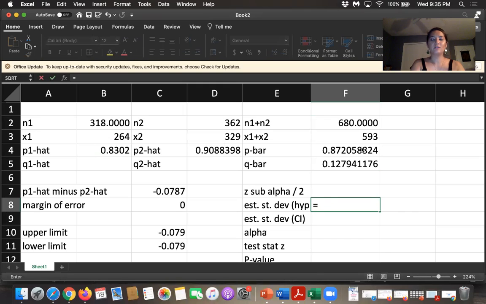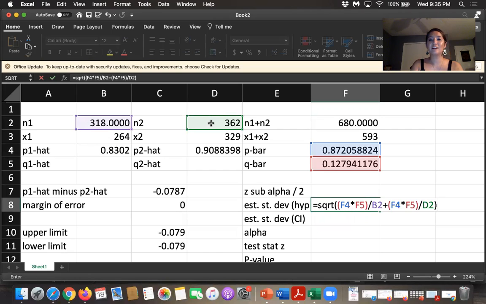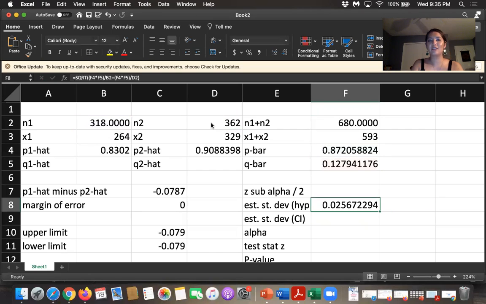Okay. Now, to compute our test statistic Z, we need the estimated standard deviation for the hypothesis test, which is equal to the square root of, open parentheses, P bar times Q bar, close parentheses, divided by the first sample size, plus, open parentheses for the second fraction, P bar times Q bar, close parentheses, divided by the second sample size, close parentheses again. The square root of that number is our estimate of the standard deviation that we're using in our hypothesis test. Okay, and I think that's enough to get our test statistic.